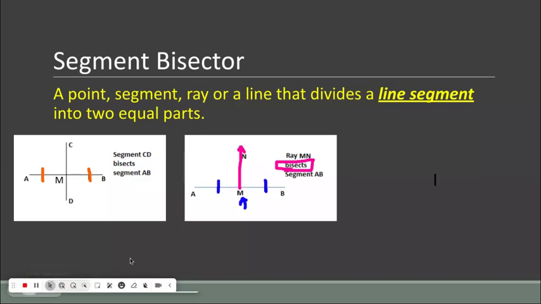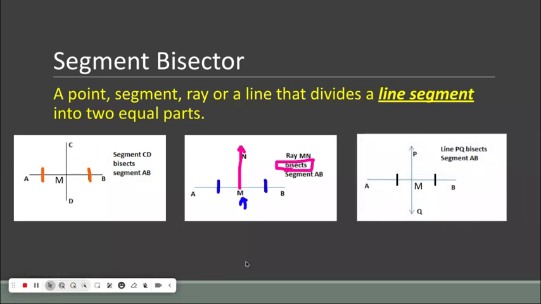Let's see what's next here. Now we have a line cutting a segment AB in half. Again, how do we know? Well, they tell us again, bisects, cut in half. Also, the tick marks show us that from A to M is the same length as from M to B. So this point here must be the middle of that segment AB.